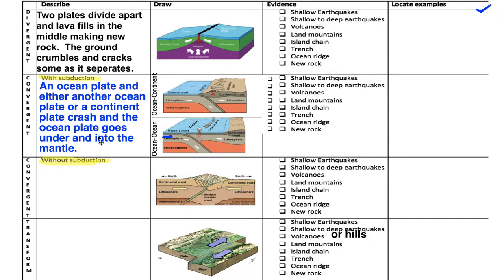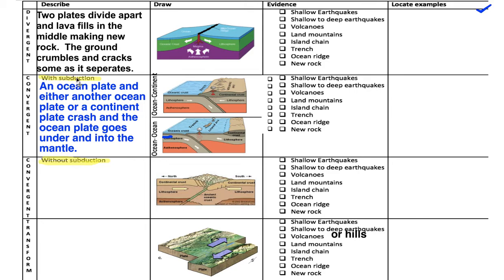All right, for our next type of plate boundary, like we used the word before, crash for convergent. So go ahead and copy down the description. So how we can describe this is that convergent, notice there's two convergents here. The first one we're going to discuss is convergent with subduction.